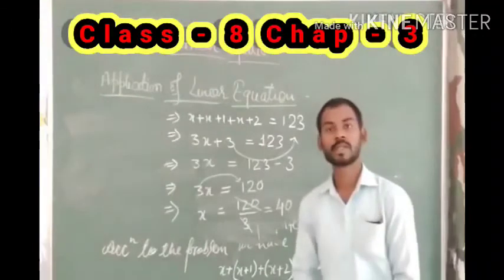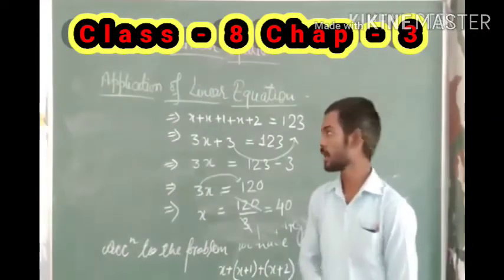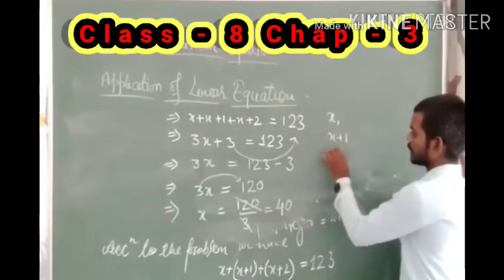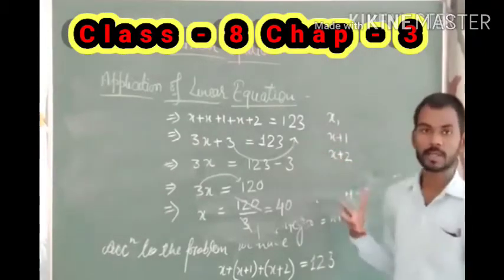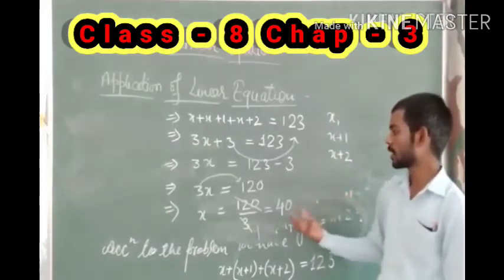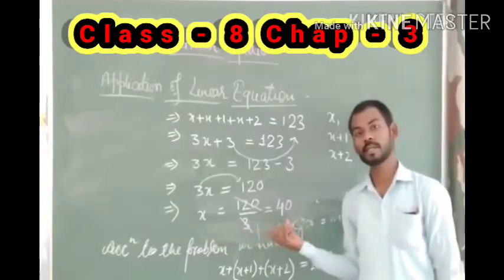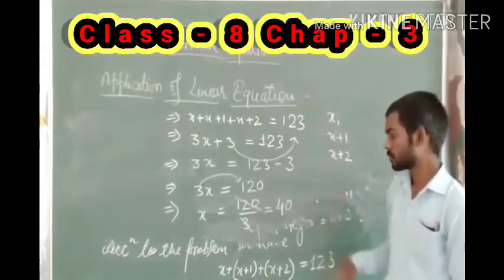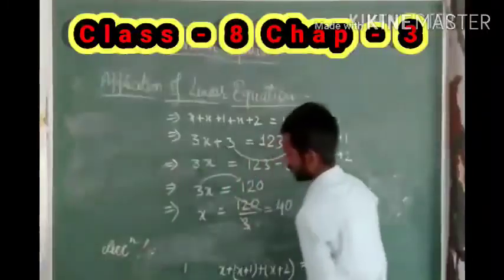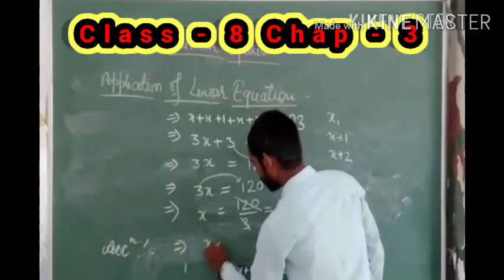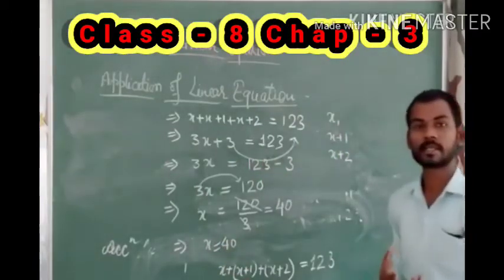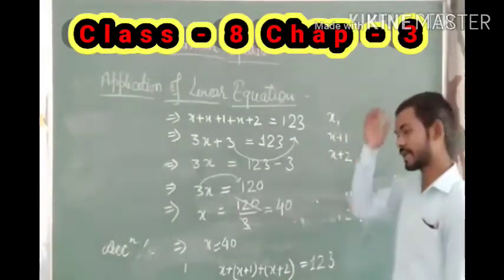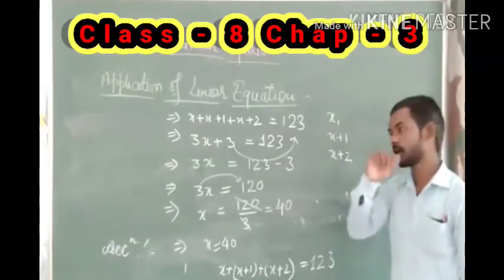In the first step, we considered the three integers as x, x plus 1 and x plus 2. These are the three integers. So here we get the value of the unknown quantity, but we did not get the values of these three integers. So we now solve. We get x is equal to 40. What is x? x is the first integer, x plus 1 is the second integer, and x plus 2 is the third integer.